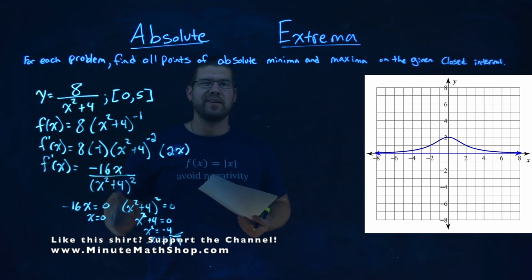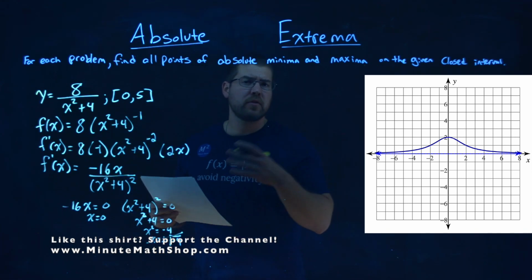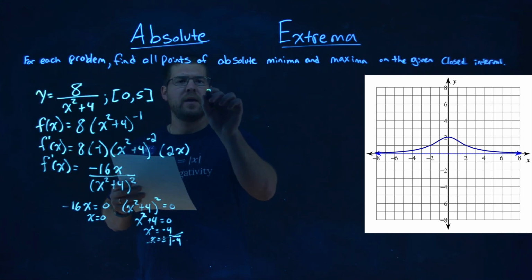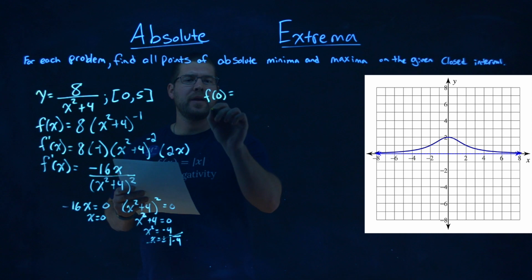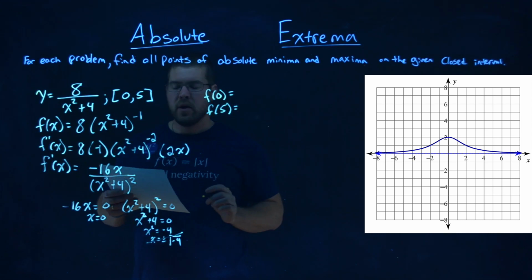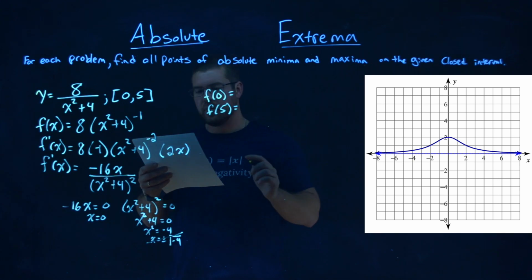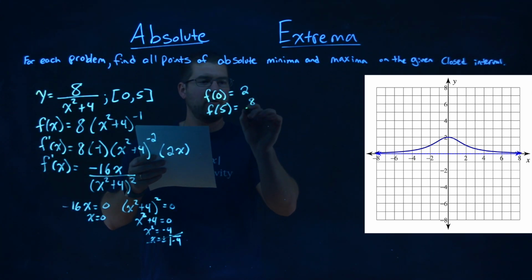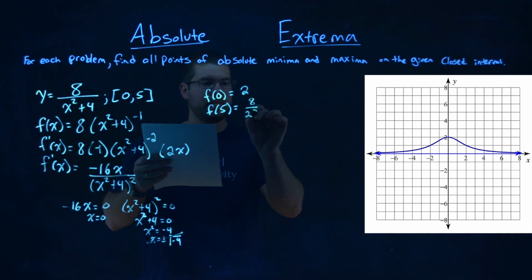But look, 0 is written twice. Okay, so let's go check the endpoints to see if there is a minimum or maximum there. We find f of 0 and f of 5. Well, f of 0, plugging into our original equation, came out to be a positive 2, and f of 5 is 8 over 29.